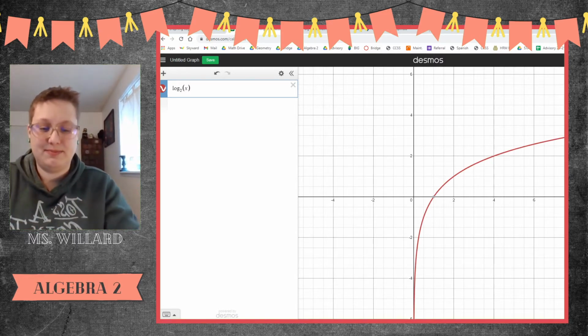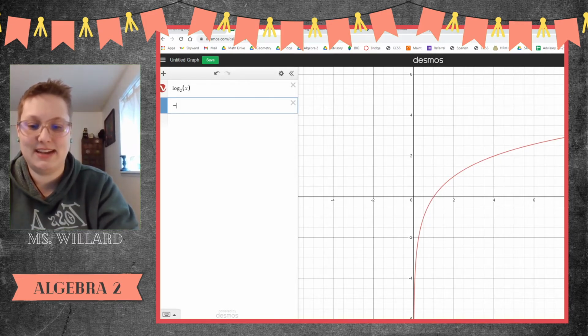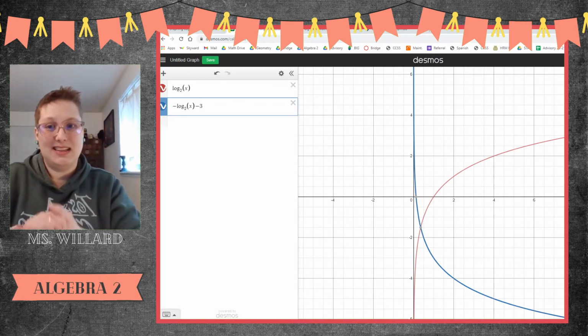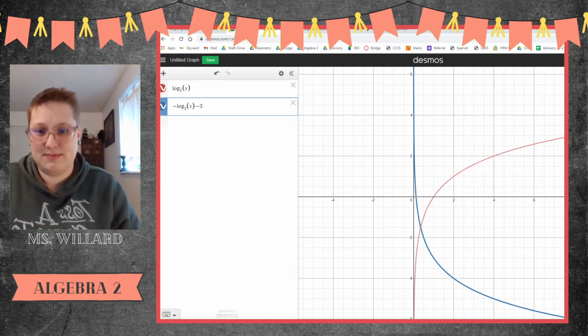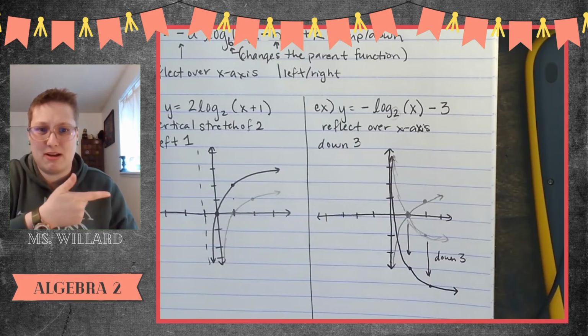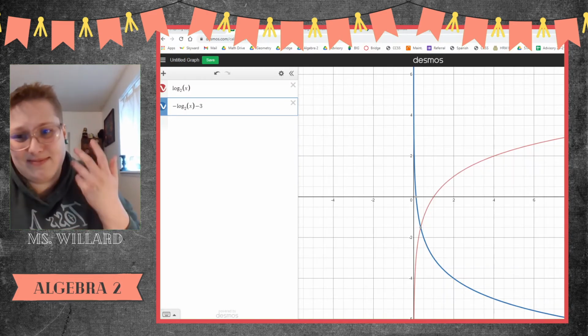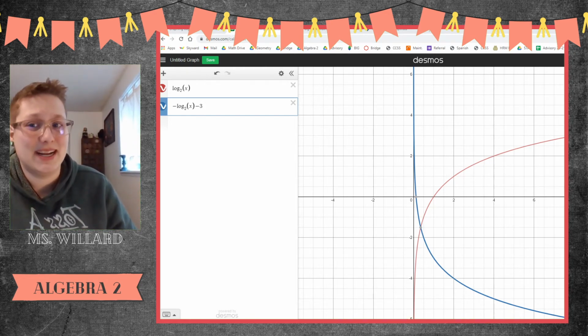Here's the parent function. And if I wanted to graph it so that I could see what the transformation is, I would do negative log base 2 of x minus 3. That's what I just did on my paper. See, watch. Where's my mouse? Hold on. Okay, same graph. Same graph. I'm really not mad about it. As long as you're learning, that's what I care about.